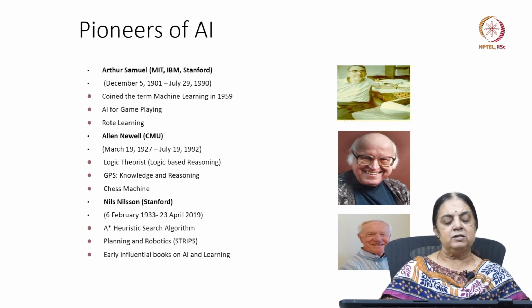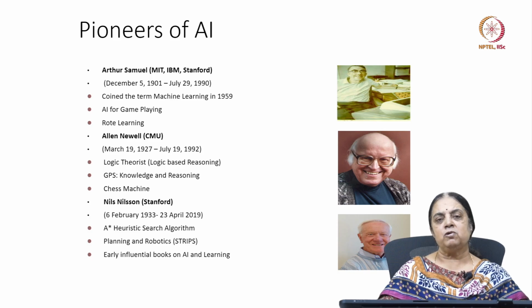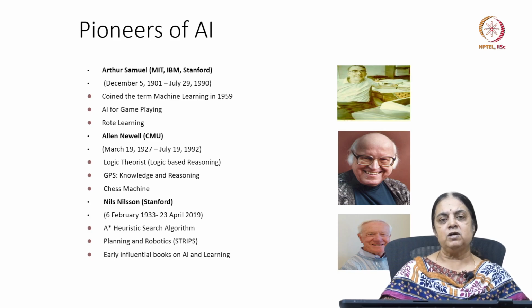Then you have Nilsson. So you have the A-star algorithm. So the A-star algorithm is a very important heuristic search algorithm which we will be talking about later. So he is the one who came up with that algorithm and he also talked about planning and there's a book written by him on artificial intelligence, okay, which is also a very well known book.